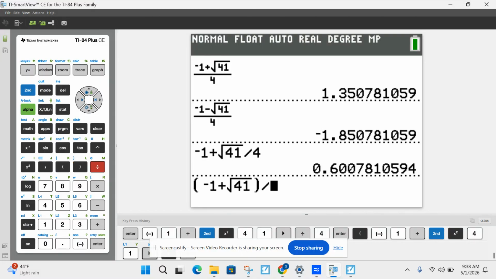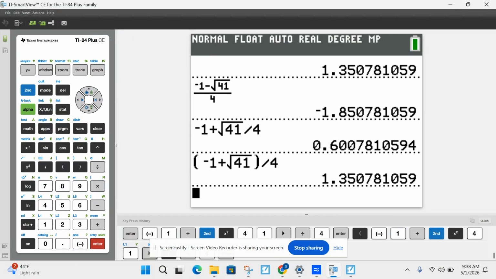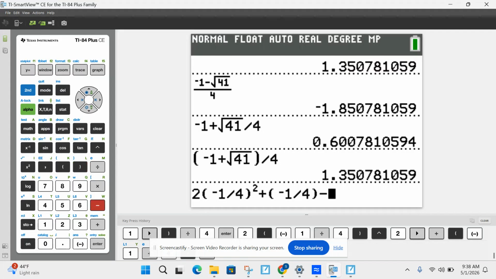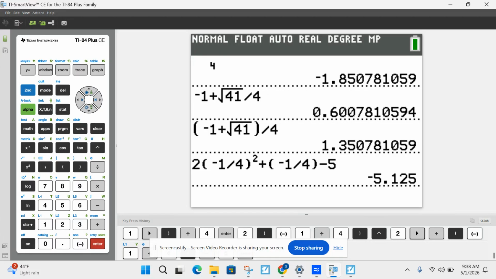You plug the negative 1/4 back into x of the original equation. We're using our original equation. All right, so you got the 2 there. I'm going to put parentheses around my x because it's negative and I'm squaring it. So negative 1/4 squared plus the x is negative 1/4 minus 5. We're finding the y-coordinate of the vertex. We know the x-coordinate of the vertex was negative 1/4 because that's the negative b over 2a part of the equation.